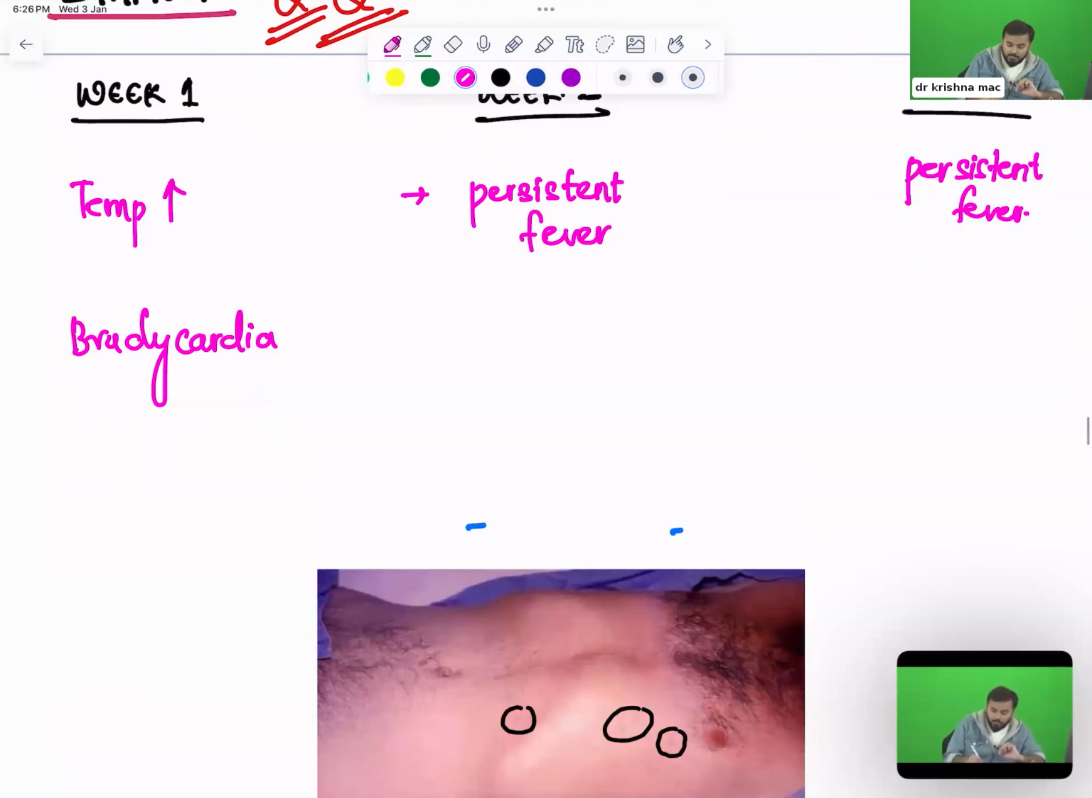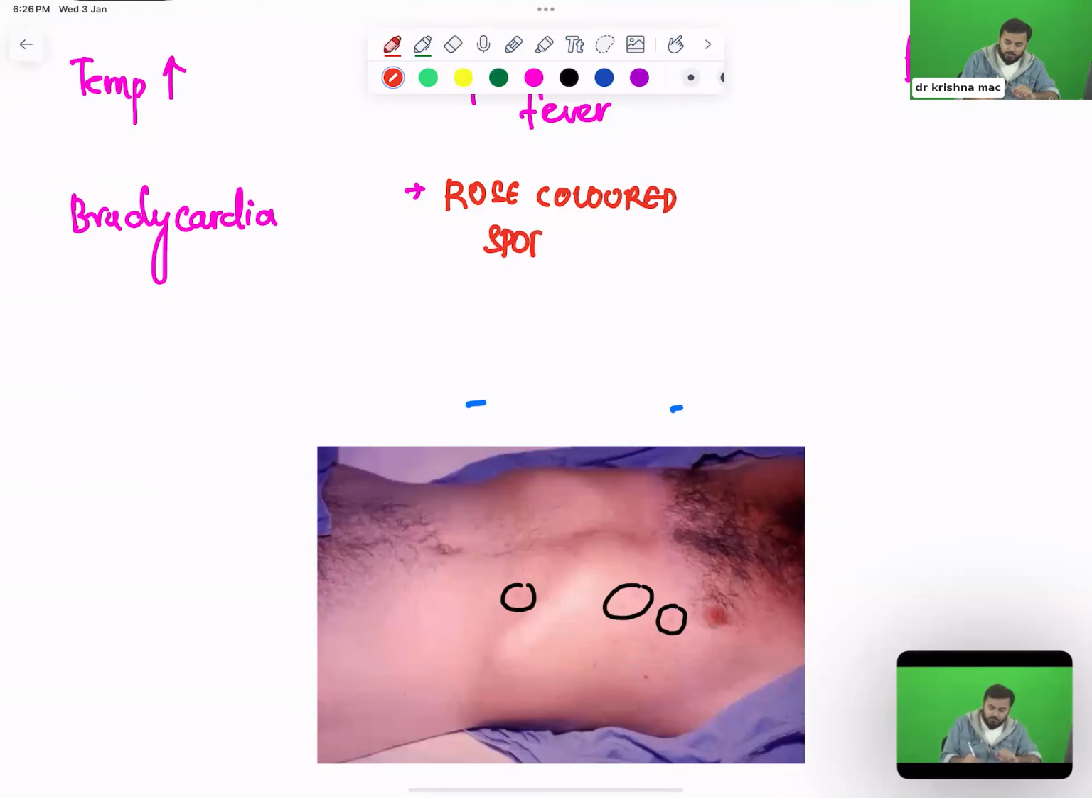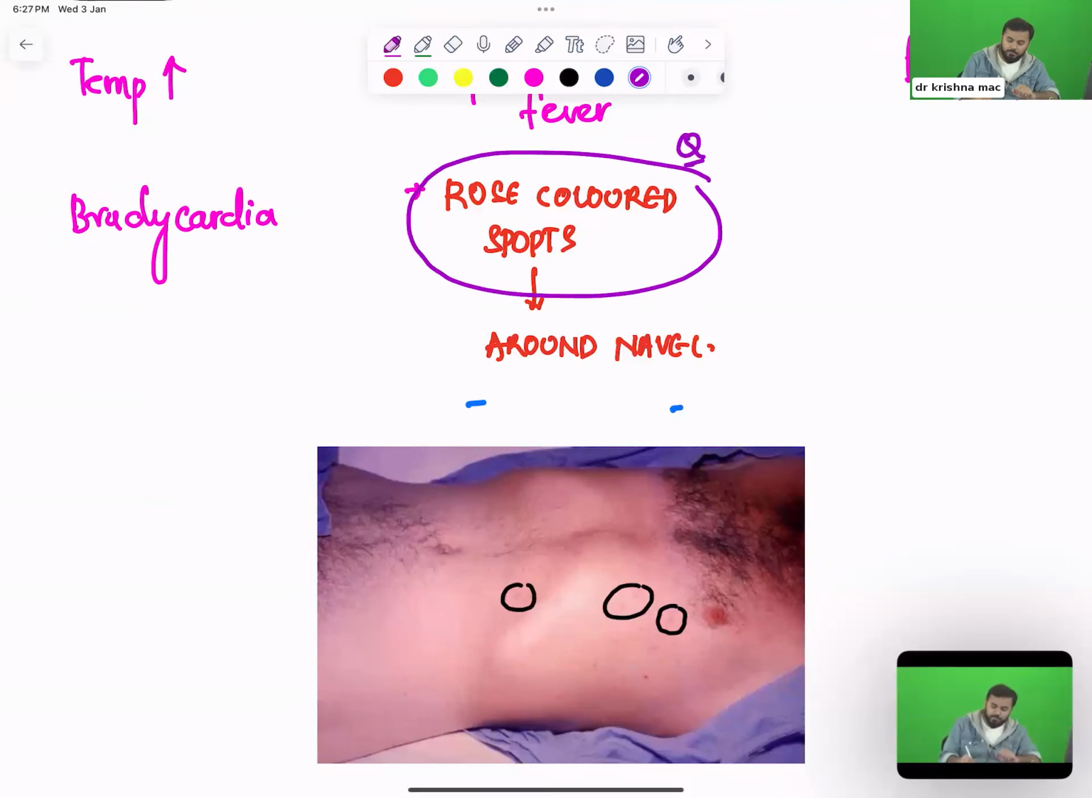So what you see is that you would see rose color spots on the surface of the body, especially around the navel. This is very important finding. So rose colored spots. Where do you see these rose color spots? These rose color spots are seen around the navel, around the navel. Okay. So this is a very important question. Clear?